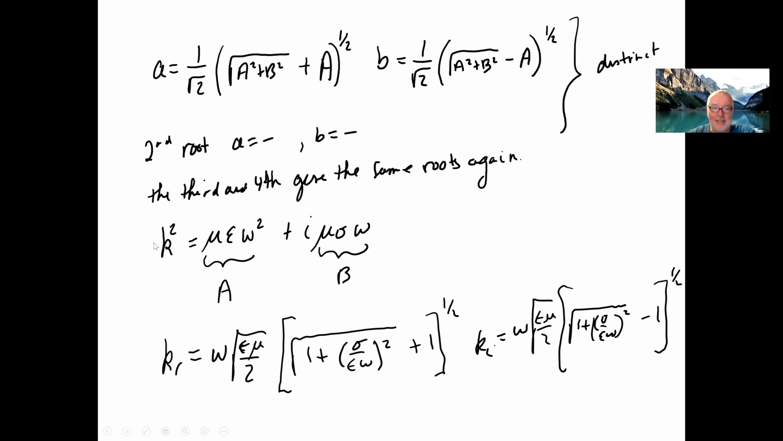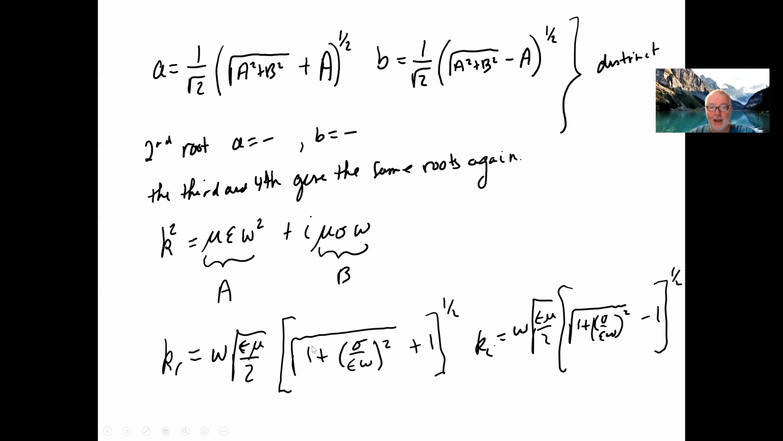So what I have now is k squared is equal to mu epsilon omega squared plus mu sigma omega i. That gives me my capital A and my capital B. And then I put those into these expressions up top and divide through by a like factor, a root A out of there, where A is equal to mu epsilon omega squared. And that gives me omega root epsilon root mu divided by root 2. That's by factoring the A out.